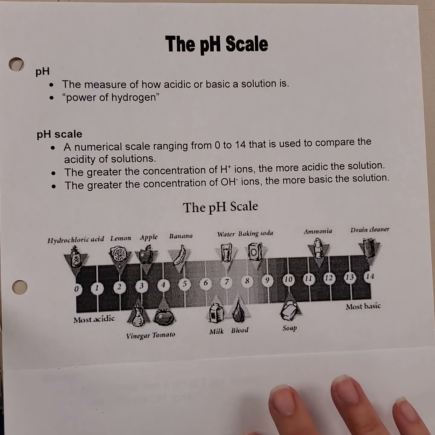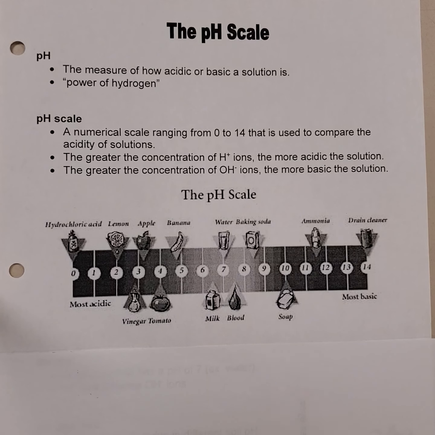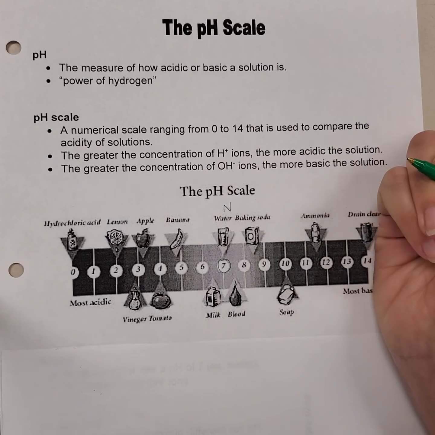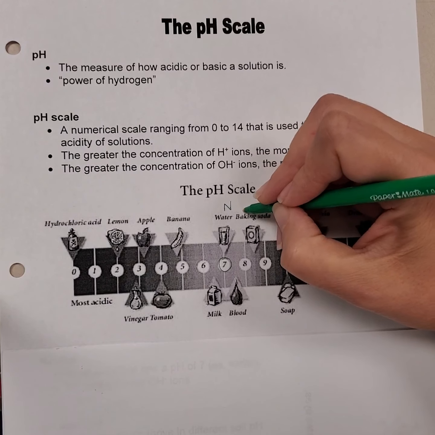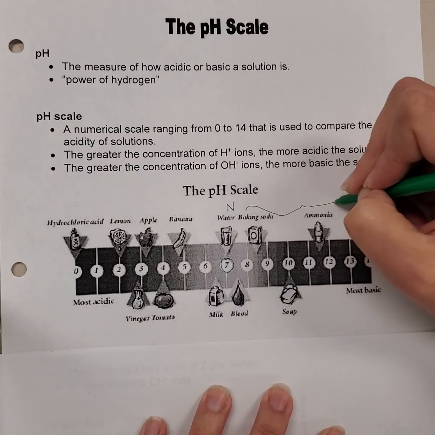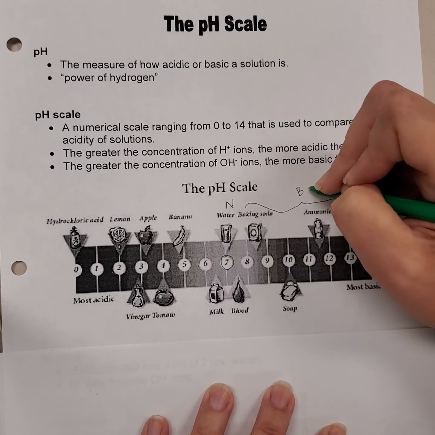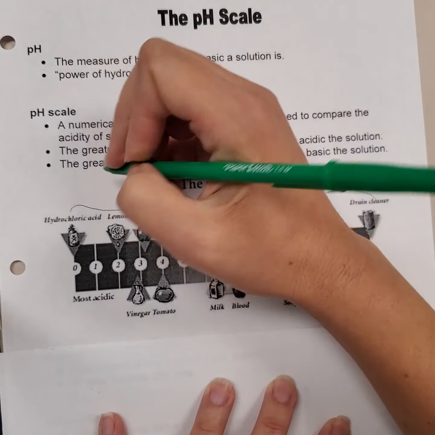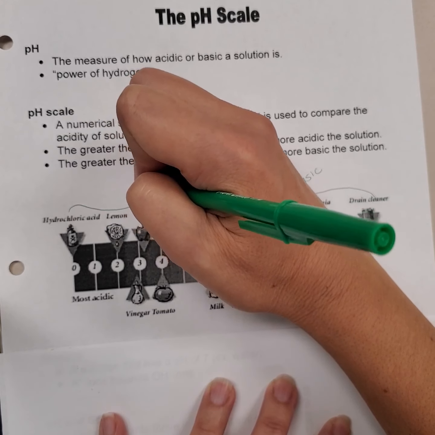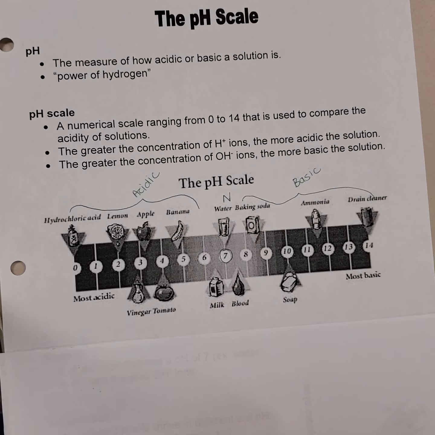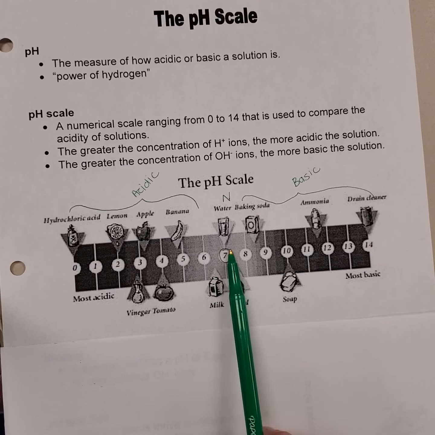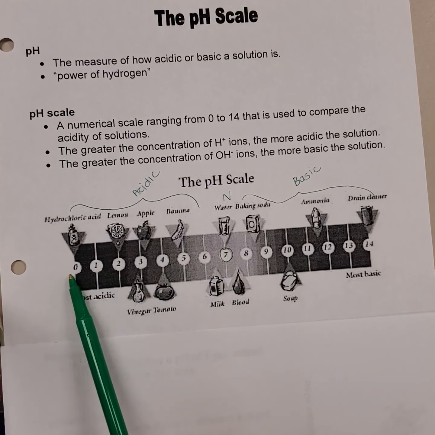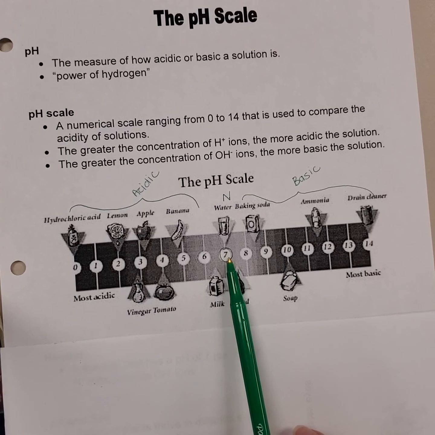I'm going to divide this pH scale into three areas. If you circle the number 7, that is your neutral area. Anything above 7, from 8 to 14, is the basic side, and from 0 up to this side is the acidic side. The closer the number is to 7, the weaker the acid or base. The further away the number is from 7, the greater the strength.